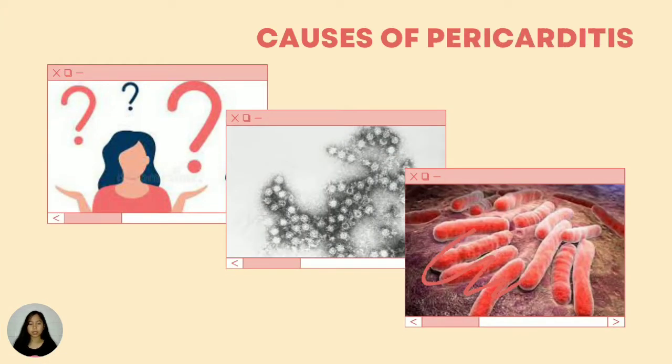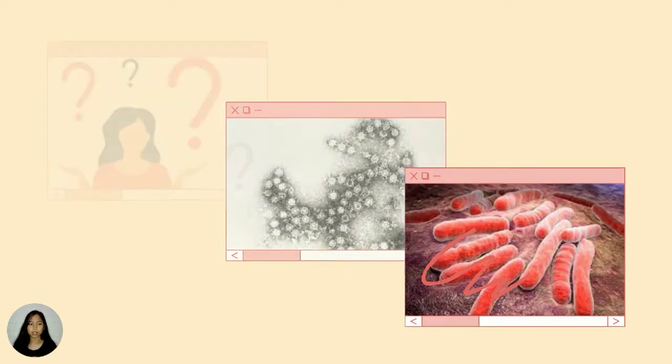So what causes the inflammation of the pericardium? Mostly unknown. That's why it's called idiopathic pericarditis. But sometimes it is linked to infections such as viral infection, bacterial infection, fungal infection, and parasitic infection.